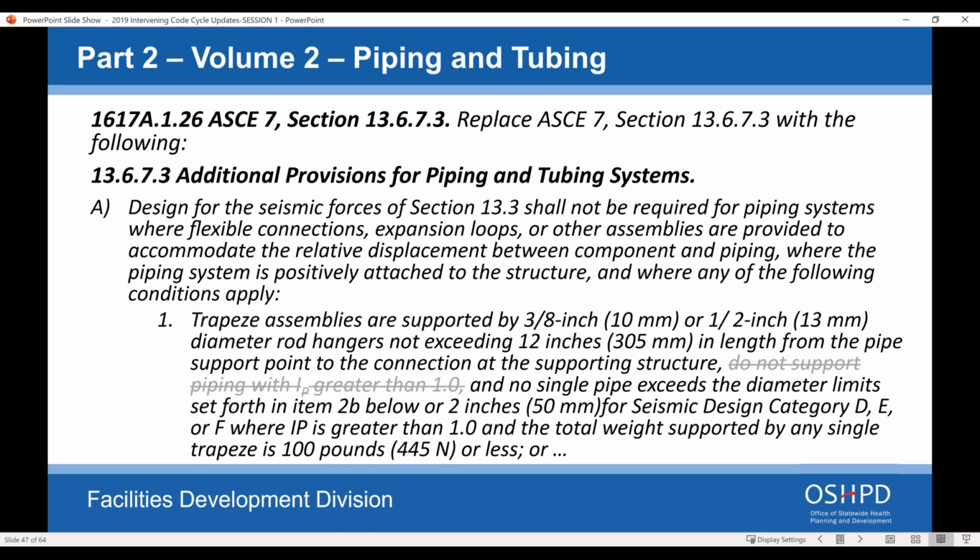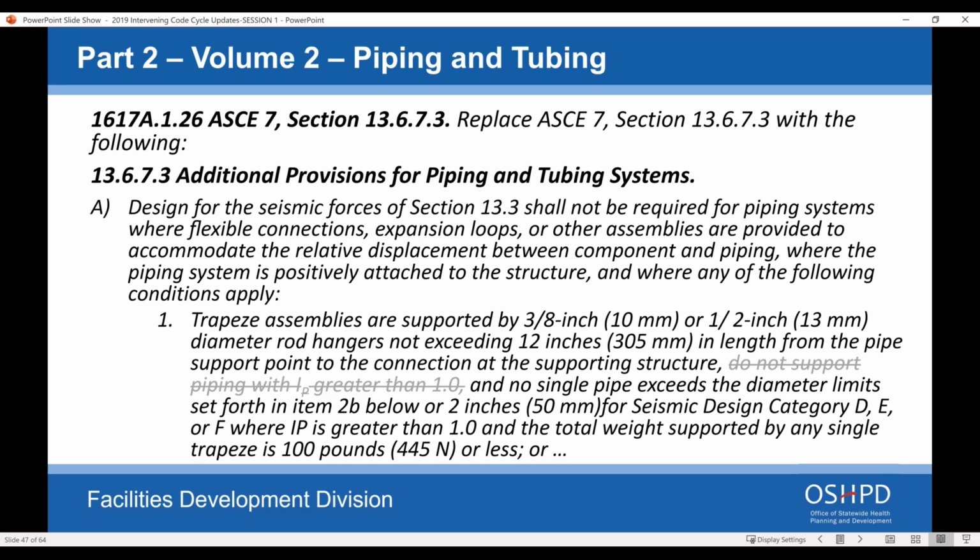Yeah, so this was kind of a cleanup for the provisions for piping and tubing systems. This was an exception that we have for distributed systems that are sitting on a trapeze. If the trapeze assembly and whatever distribution system is sitting on it has certain limitations on rod size, diameter, etc., then these are all exceptions in the A chapters.